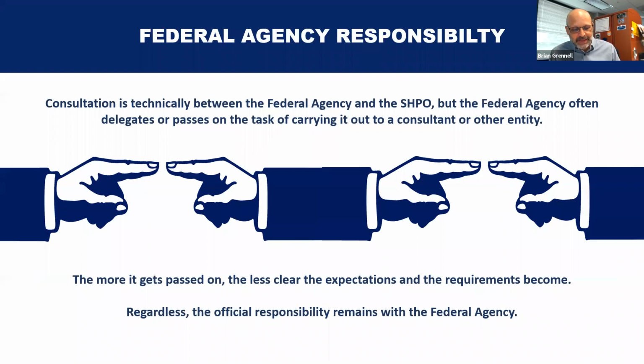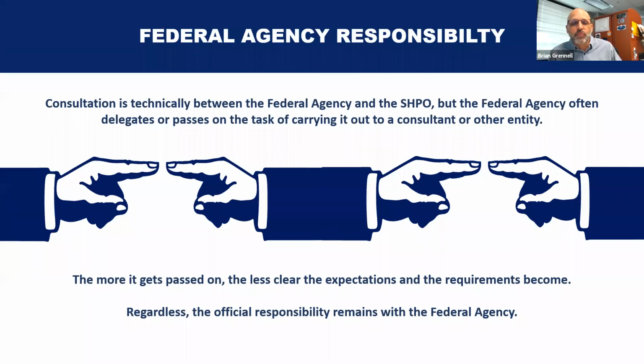Consultation technically is between the federal agency and the SHPO. That's the way the regs are written. But in reality, the federal agency often delegates or passes the task of carrying it out, but doesn't always explain or give good guidance on what that means. So for example, Federal Highway Administration typically passes funding down for road projects through the Michigan Department of Transportation, not to pick out any particular agency, but this is just an example. MDOT may then pass consultation on to applicants to get that funding. Applicants then may hire a consultant to carry out their Section 106 as well as maybe other environmental concerns, things like that.